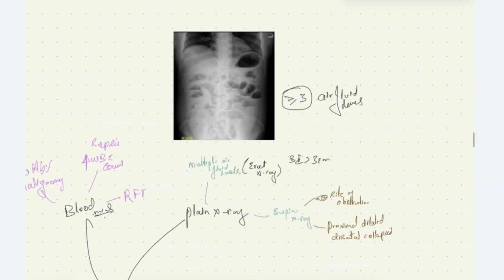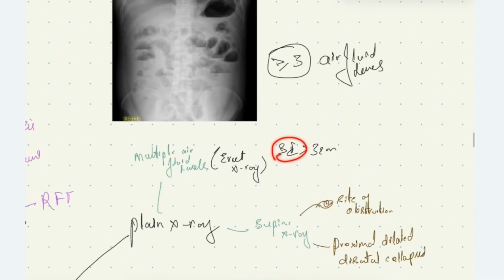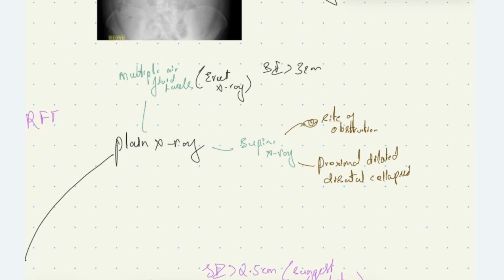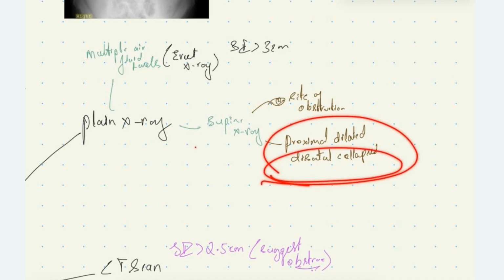This is about the plain X-ray where we see multiple air fluid levels, that is more than or equal to 3 air fluid levels in case of intestinal obstruction. The small intestine more than or equal to 3 centimeters suggests intestinal obstruction, and we can do supine X-ray in order to find out the site of obstruction, where proximal to the site of obstruction, the bowel will be dilated, and distal to the site of obstruction, the bowel will be collapsed. By this, we can point out the site of obstruction by X-ray.